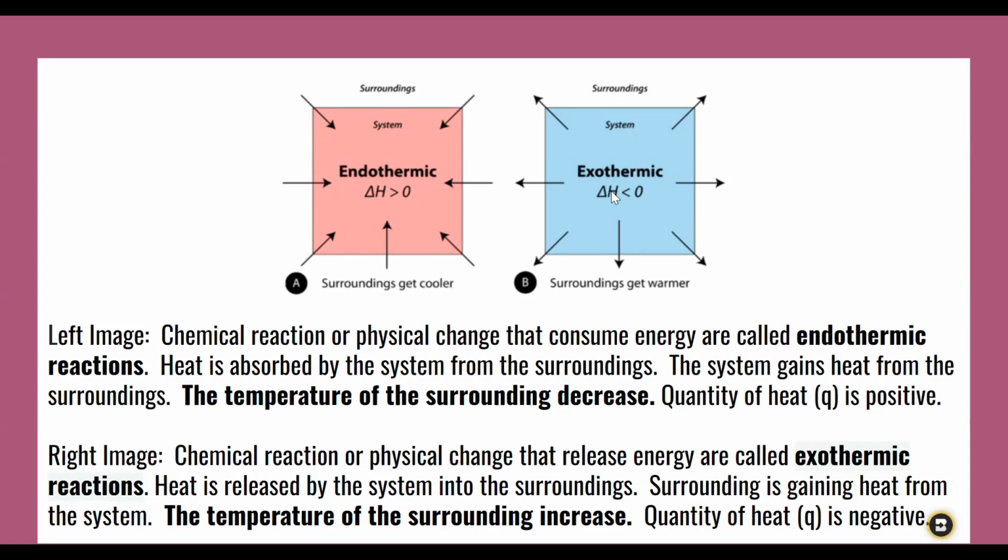But on the right image, which is exothermic, the energy is released by the system into the surroundings. And as such, temperature of the surrounding will increase. So, and because the temperature of the surrounding will increase, the temperature of the system will decrease. So quantity of heat will be negative. But here, quantity of heat will be positive. Okay?